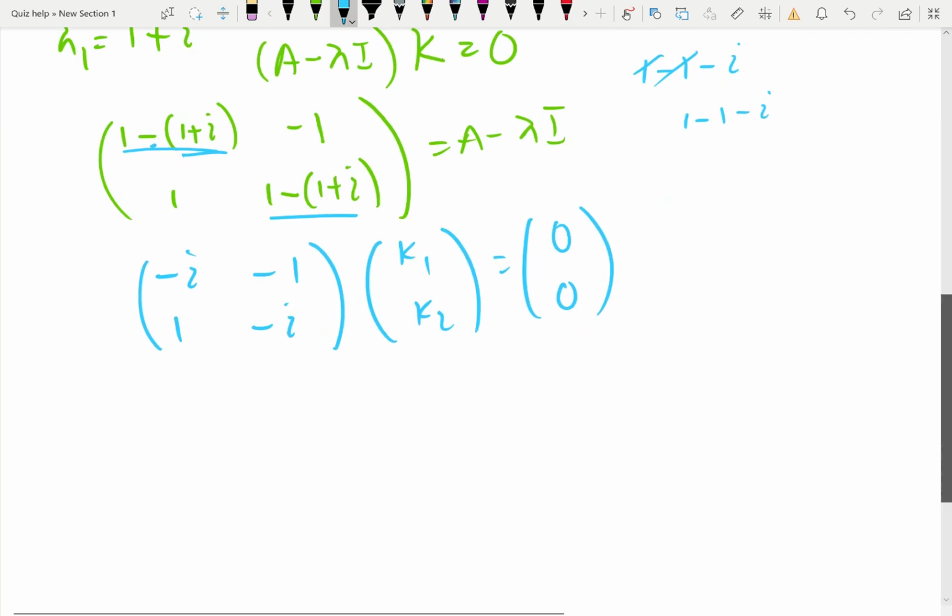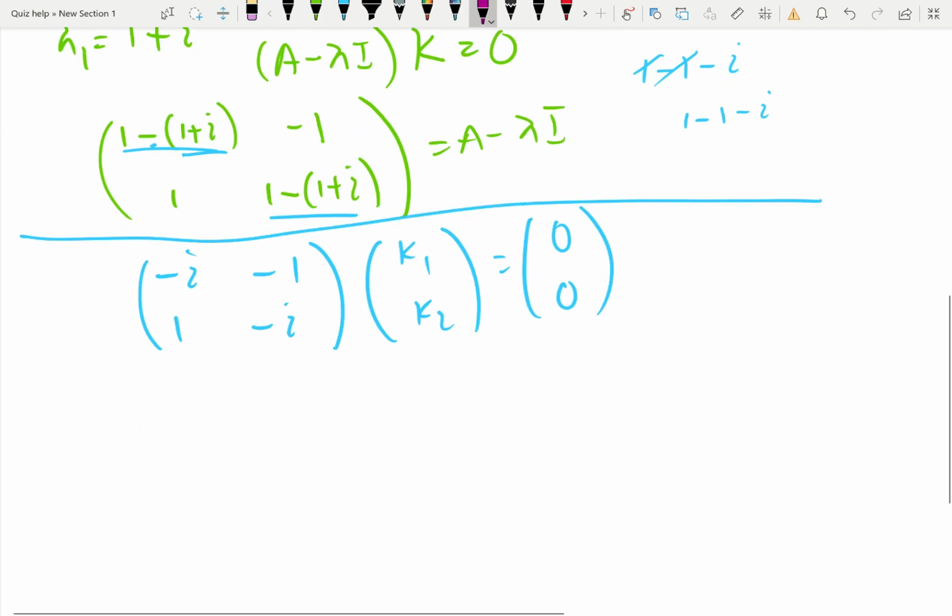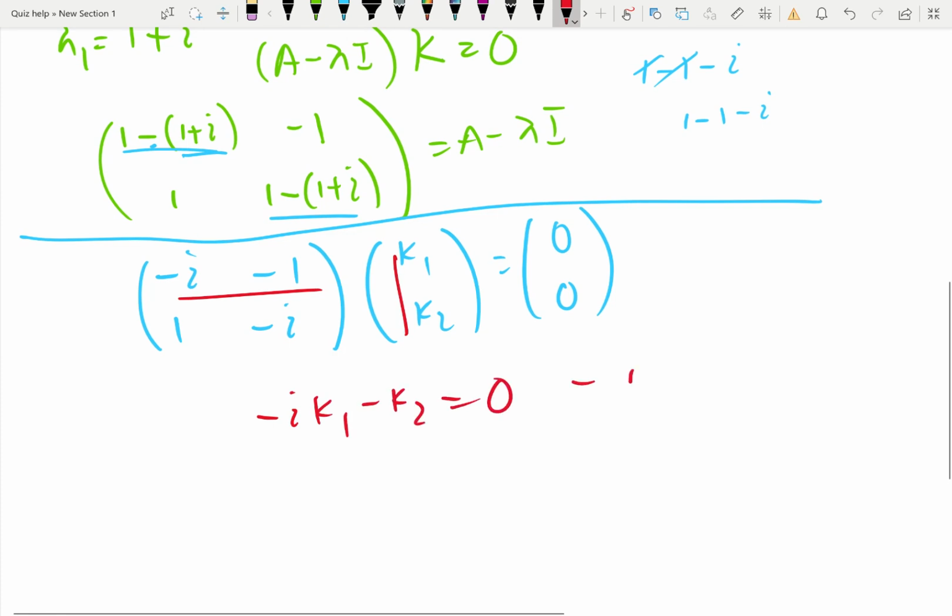Now what we always do when we have 2 by 2 systems is we don't use Gaussian elimination. Let's write the two equations. So let's multiply. Negative i k1 minus k2 is equal to 0. That's the first equation. And k1 minus i k2 is equal to 0. That's the second equation.